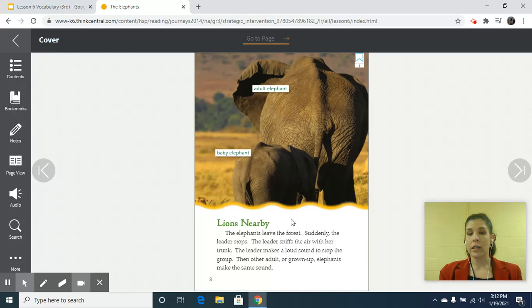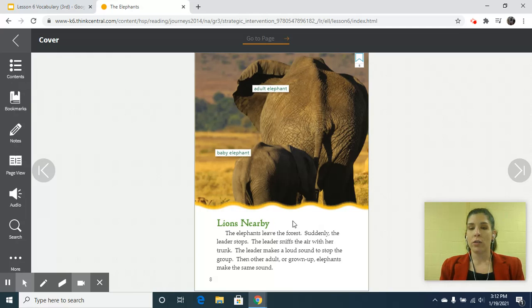The elephants leave the forest, so they get out. Suddenly, the leader stops. The leader sniffs the air with her trunk. The leader makes a loud sound to stop the group. Because remember, that's how they communicate. She makes sounds for them to understand when you got to do stuff.